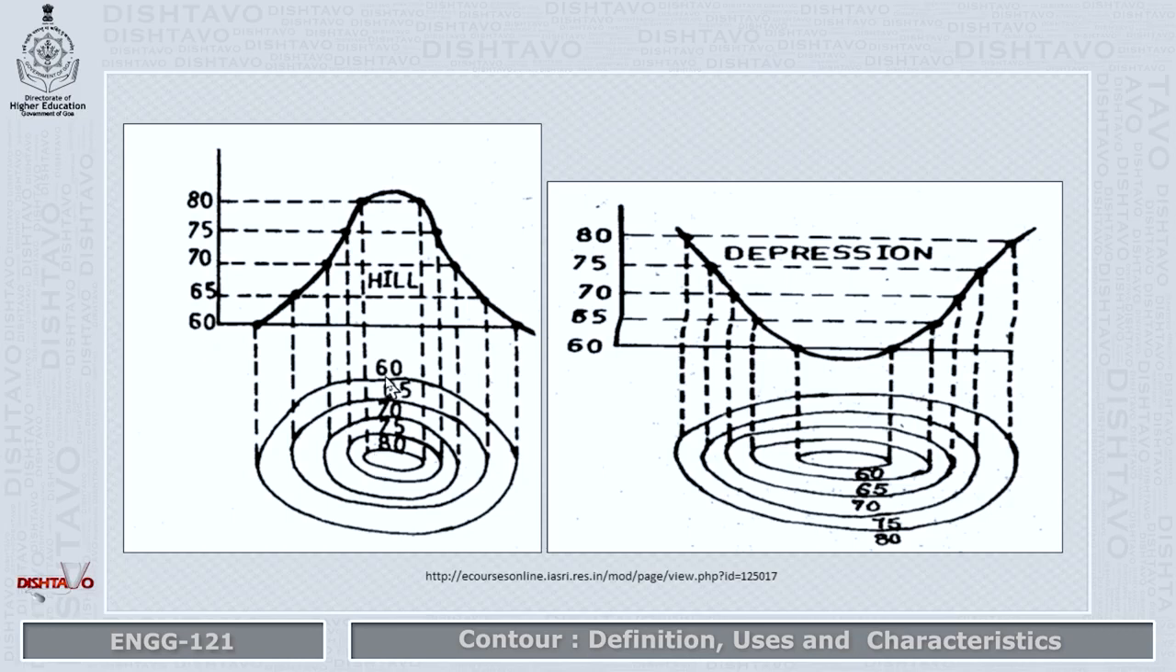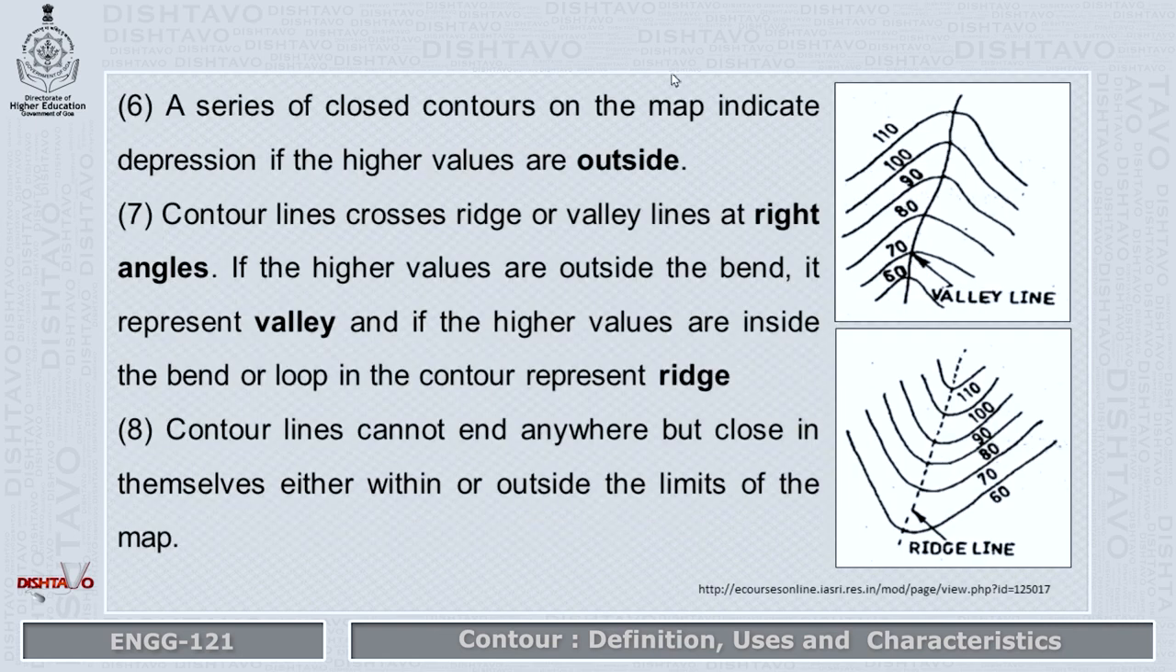So here 65, 70, 75, 80. So higher values are inside, so there is a hill. And if the higher values are outside, then there is a depression, as shown in this diagram. Next characteristic: a series of closed contours on the map indicates depressions if the higher values are outside, as we discussed in the last slide.